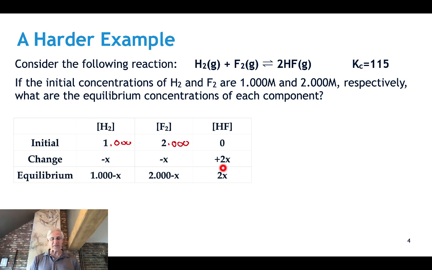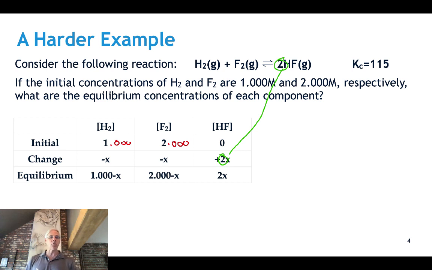Now, the HF here is 2X. Okay, and the reason for that is because for every one H2 and one F2, I gain 2 HF. So if I lose X amount of H2 and X amount of F2, I gain 2X of HF. Okay, it's not because 1 and 1 are equal to 2, it's because the stoichiometric coefficient here of the HF is 2. That's where this 2 comes from. So this 2 here and this 2 here are linked.